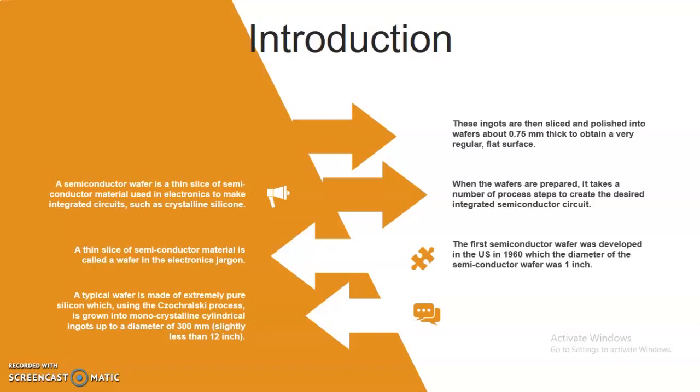The first semiconductor wafer was developed in the US in 1960, and its diameter was 1 inch. No matter what the semiconductor consists of, the wafer must be thick enough to bear its own weight so it does not break during the process of handling.